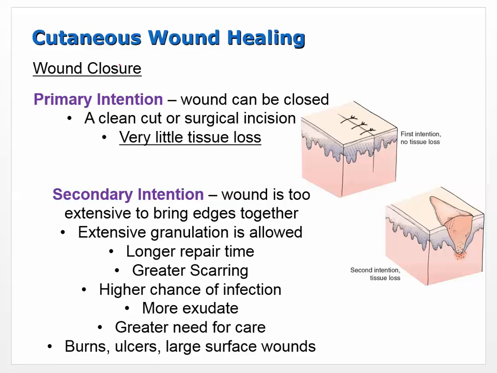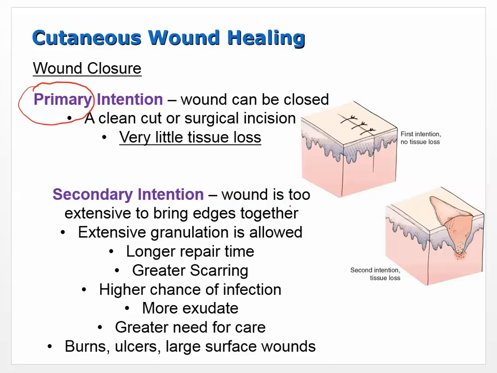Okay, so let's fix everything. So let's say things are working okay, and we have wound healing. I'm not sure where we came up with these terms, but for wound closure, you can kind of envision that if you are cut with a scalpel, it's going to be a nice clean incision, and so all you have to do is pull that together, and there's going to be very little tissue loss, which means very little scarring, and we call that primary intention. Okay, so the wound can be closed. A clean cut or surgical incision is going to be primary intention, very little tissue loss.